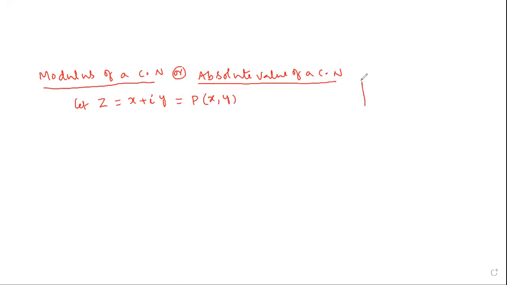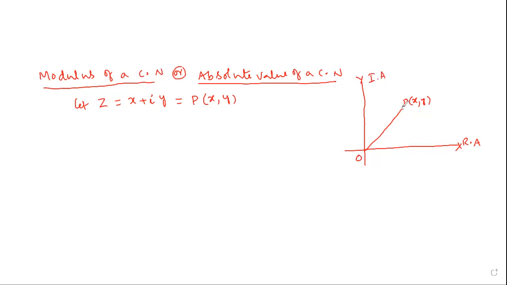Now I will draw the figure. This is the origin, to point P. P point is x comma y. This is called the real axis, the x axis. Name is the real axis. This is the y axis, named the imaginary axis. This is the origin. Okay?